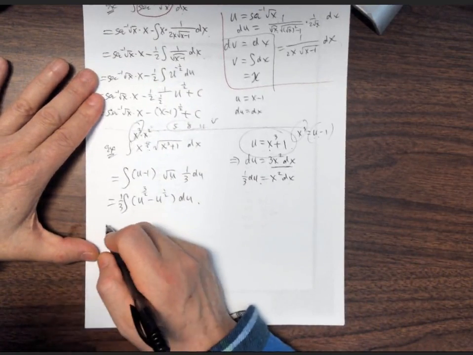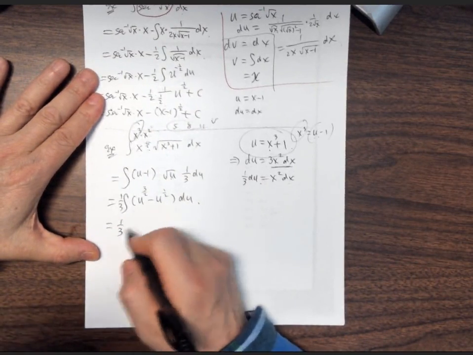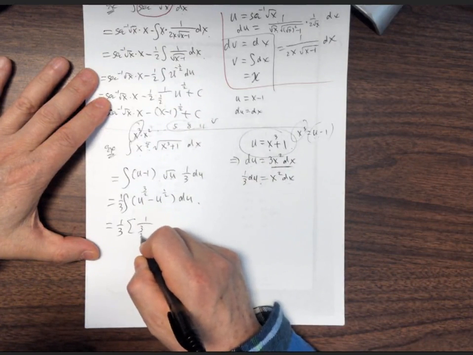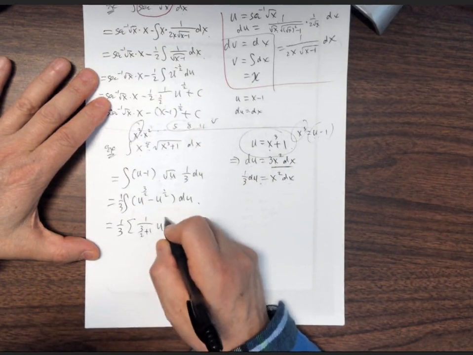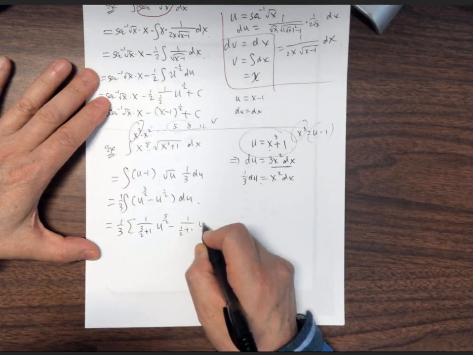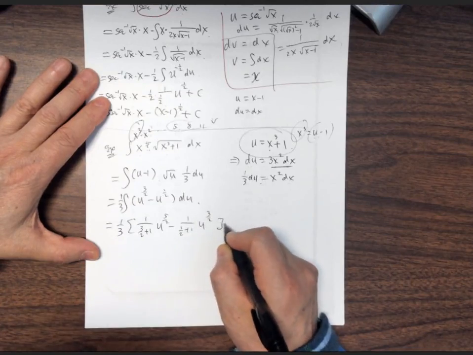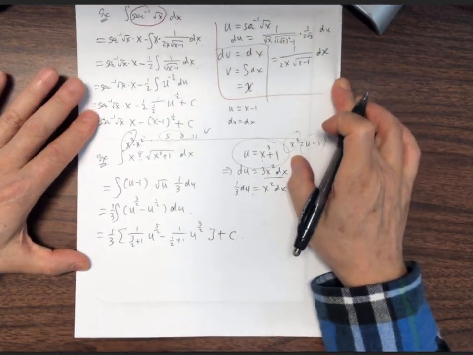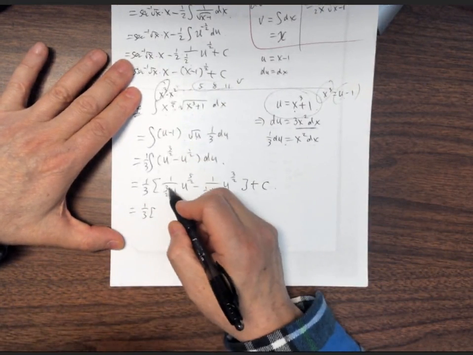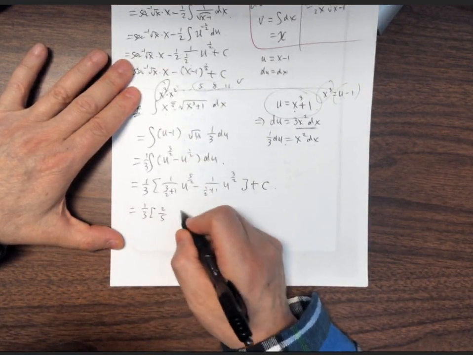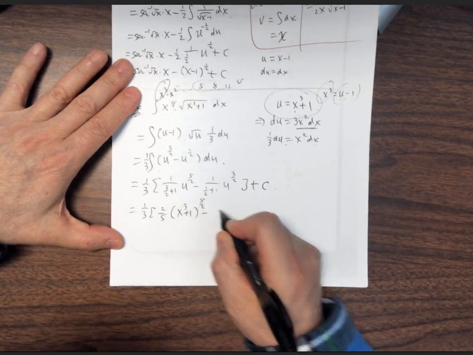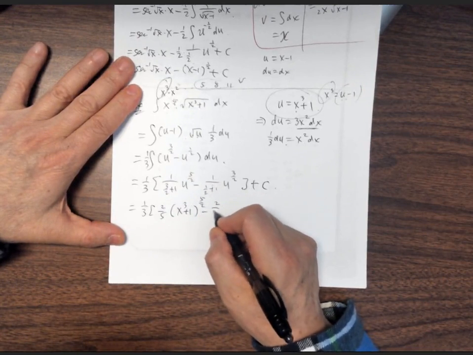Anyway, so we integrate simple powers. So 1/3 times 1 over 3/2 plus 1, u to the 5/2, minus 1 over 1/2 plus 1, u to the 3/2, plus C. And with simple simplification, this is like 2/5 u to the 5/2, minus 2/3 u to the 3/2, flip.